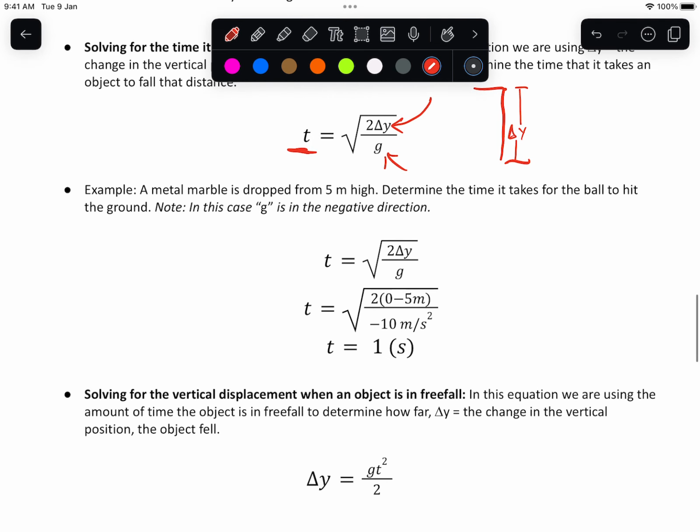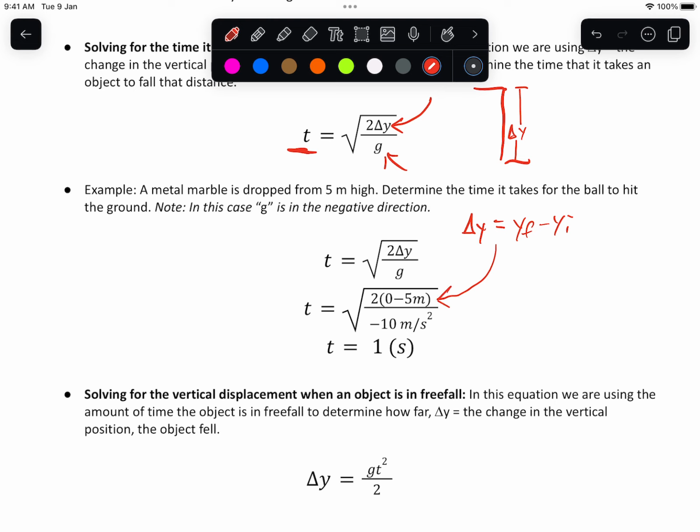So here's an example. A metal marble is dropped from 5 meters high. Determine the time it takes for the ball to hit the ground. Note, in this case, little g is in the negative direction. So my change in y is going to be negative 5 because it's initial minus 5, change in y is equal to y final minus y initial. So that's where this came from.